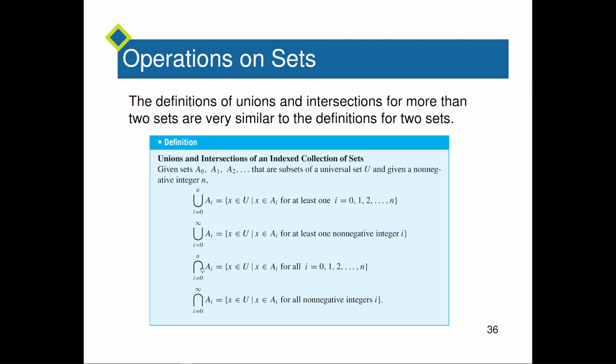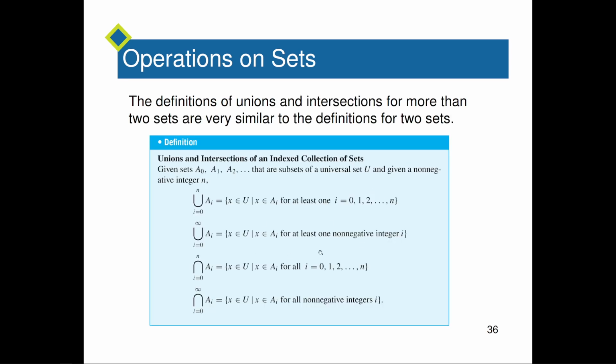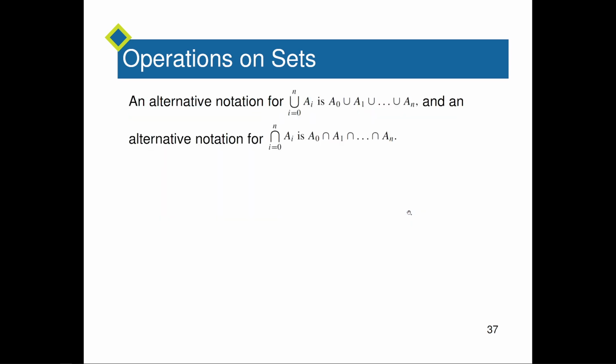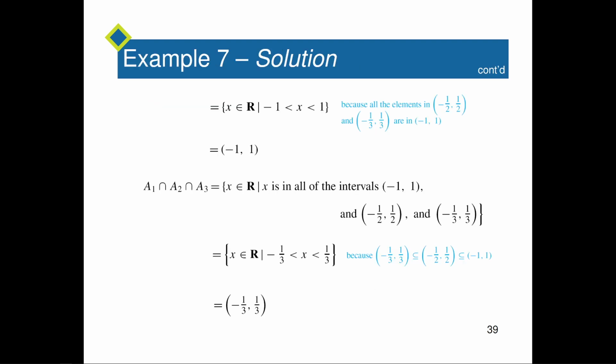And similarly for the intersection as well, it's a large intersection of all the elements x that are inside A_i for all i from 0 to n. This is an alternative notation, which is quite cumbersome because we have to keep rewriting A0, A1, etc. This is much easier to write. And here are some examples of finding union and intersection.